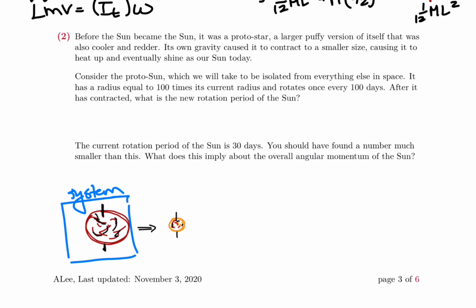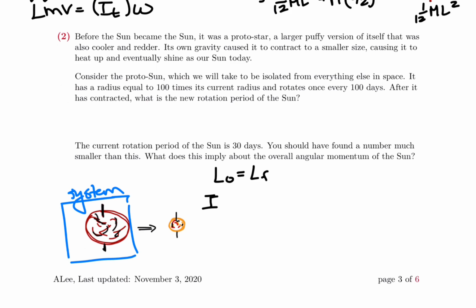If I define my system as the sun, it is contracting because of its own internal pulls, its own gravity pulling on itself. And so as a result, all the forces are internal. As a result, angular momentum overall is conserved. So in this case, I can say L initial equals L final.